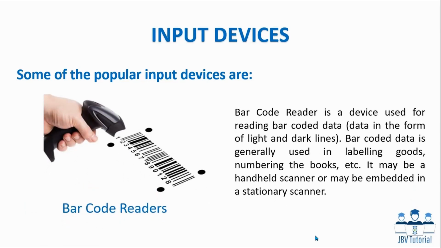Barcode Reader is a device used for reading barcoded data in the form of light and dark lines. Barcoded data is generally used in labeling goods, numbering the books, etc. It may be a handheld scanner or may be embedded in a stationary scanner. Barcode Reader scans a barcode image, converts it into an alphanumeric value, which is then fed to the computer that the barcode reader is connected to.